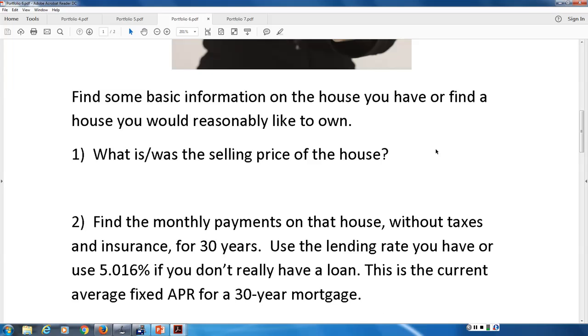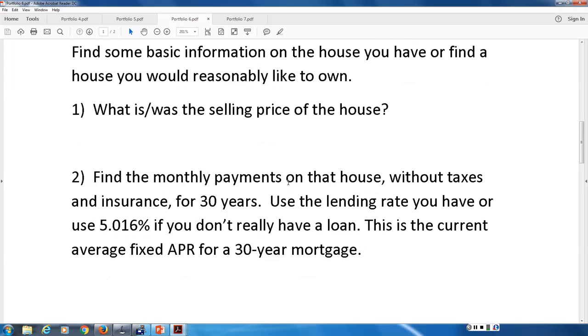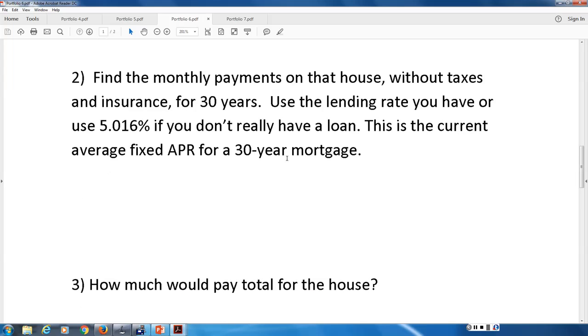In either case, I would like for you to show me what you found. What's the selling price of the house? Find the monthly payments on that house without taxes and insurance for 30 years. And that's assuming you're not going to make a down payment. You're going to be able to get 100% financing. Use the lending rate that you have, or 5.016%, if you don't really have a loan.